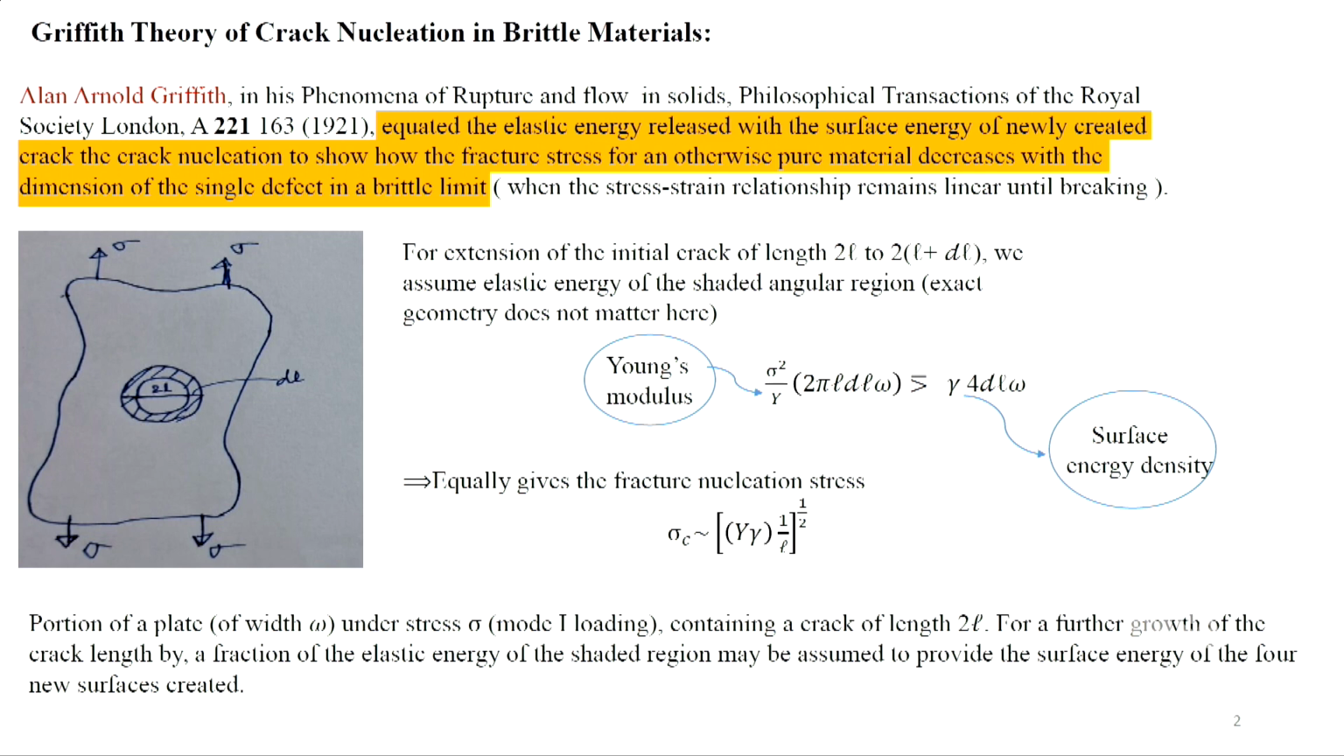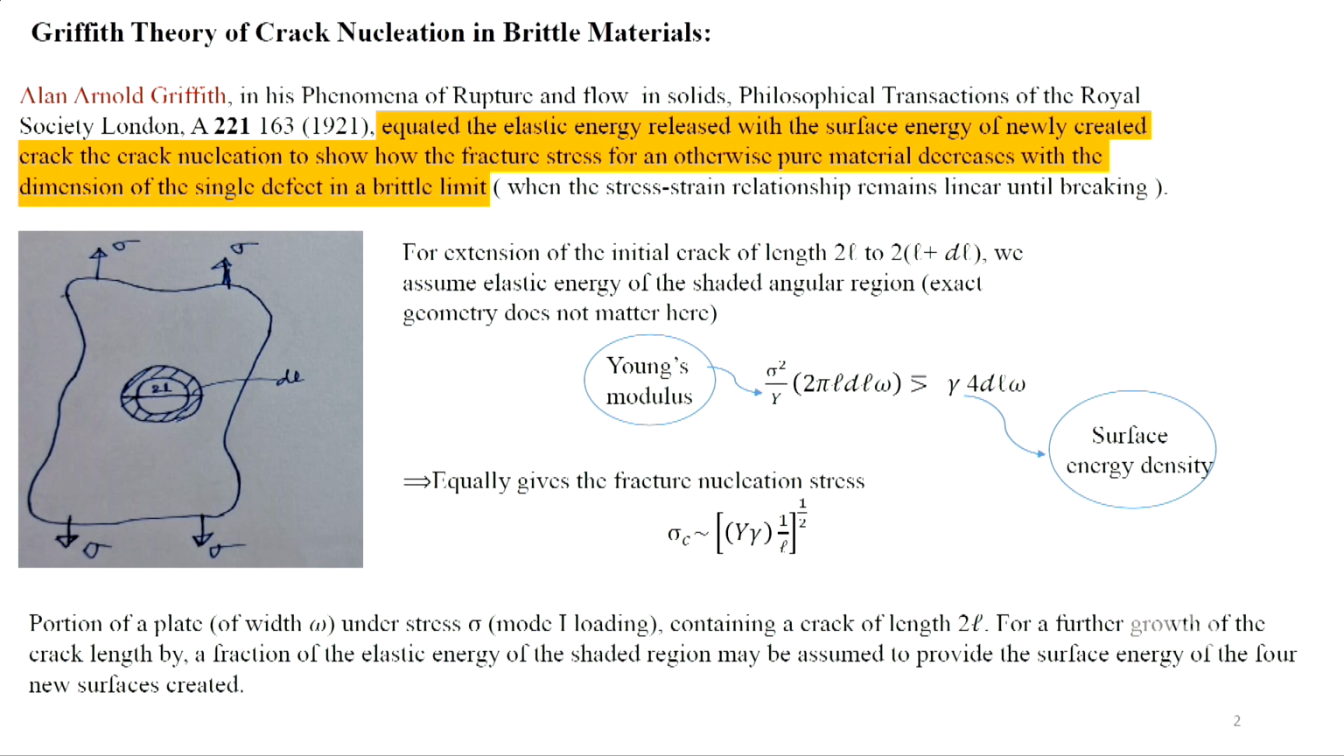Under stress sigma, if the crack is increasing on both sides by dl, it becomes 2L plus dl, that is 2 into L plus dl. So if there is a micro crack or major defect in the system, and it is linear elastic, then the elastic energy density will be stress into strain, which is essentially stress squared divided by the modulus of elasticity. If the crack were not there, it would be uniform, but it will be affected, because stress cannot be supported if you have the crack.